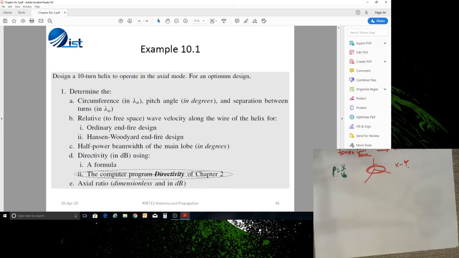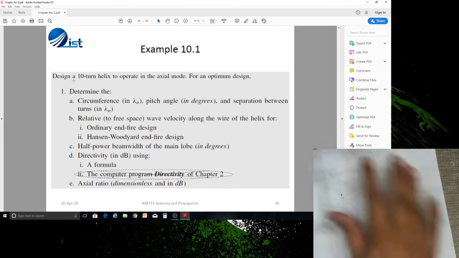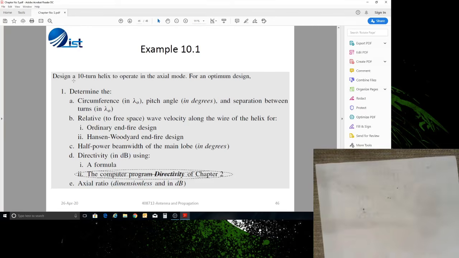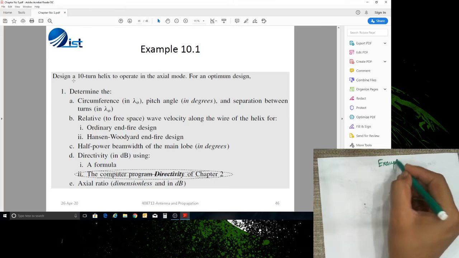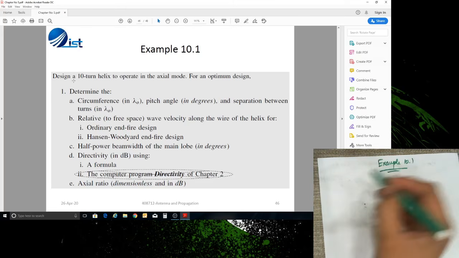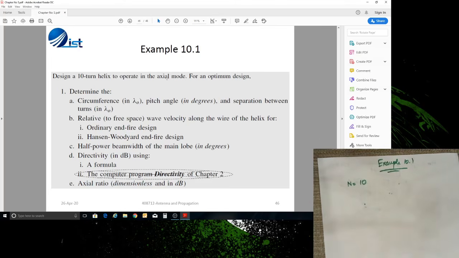So let's have a look at an example which is example 10.1 from your book. You need to design a 10 turn helical antenna. So we know that this is example 10.1. So we know that n is equal to 10 और आपने इसको ऑपरेट करना है एक्सियल मोड के अंदर. So it's end fire mode और ऑप्टिमम डिज़ाइन.